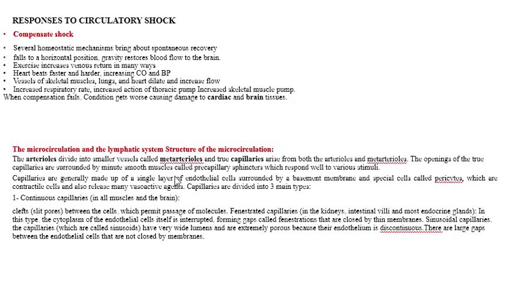The capillaries arise from both the arteriole and the meta-arteriole. The opening of the flow of the true capillaries is surrounded by minute smooth muscle called the precapillary sphincter. So there is a sphincter even in the true capillaries. These capillaries are usually made of a single layer. This is histology.